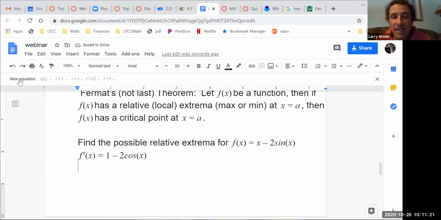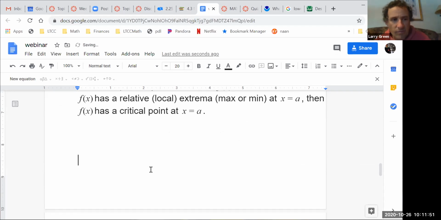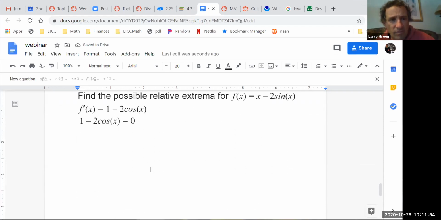Okay, what's next? What's step 3? What's step 3 for finding the relative extrema? Yeah, we set it equal to 0. So we have 1 minus 2 cosine x equals 0. And we solve. So now we can add 2 cosine x to both sides, divide by 2, and switch. And we get the cosine of x equals a half.